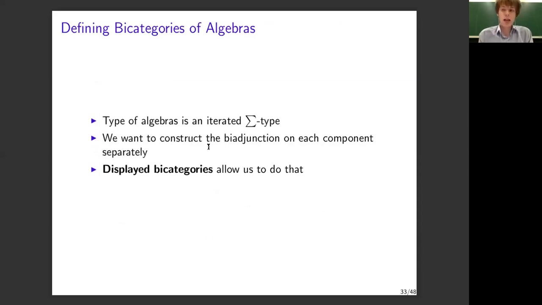Okay, so now we have defined signatures. So the next step is to define bicategories of algebras. And for that, we need to think a bit ahead about the biadjunction. So when we are defining a biadjunction between categories of algebras, so we go from algebras on sets to algebras on setoids, then the functor takes an algebra and returns an algebra. And for that algebra, we need to give both components.